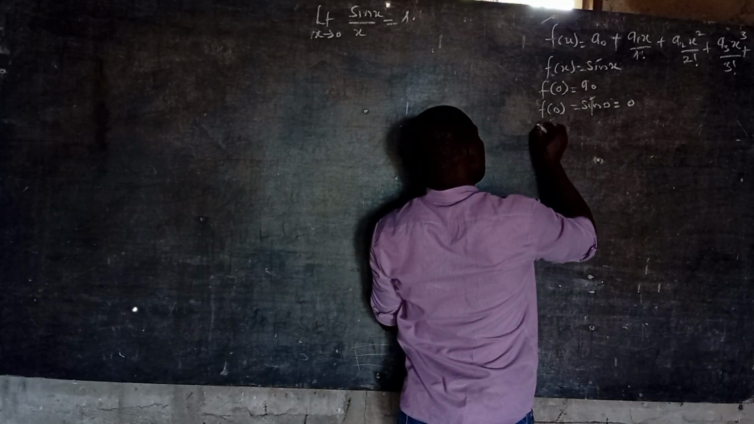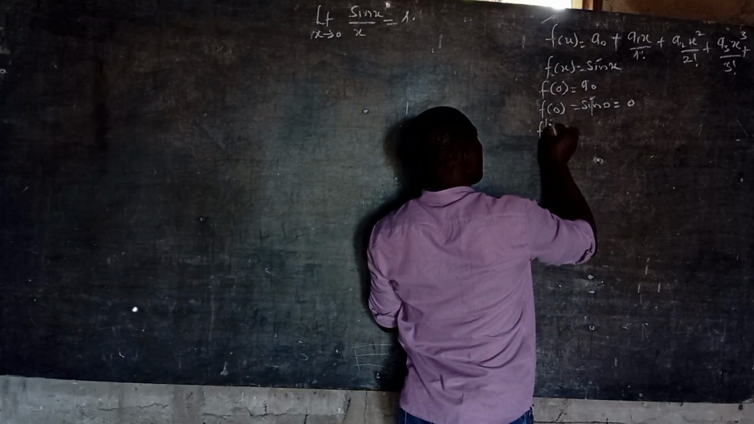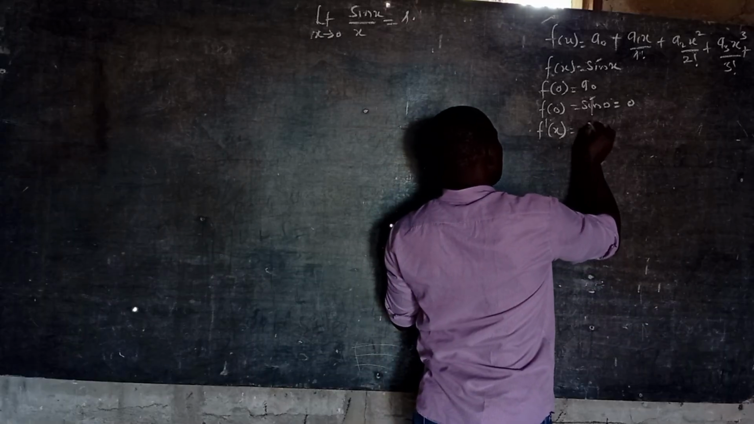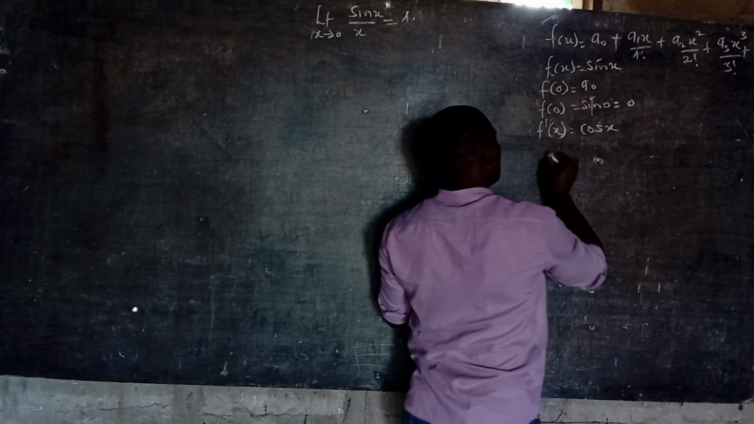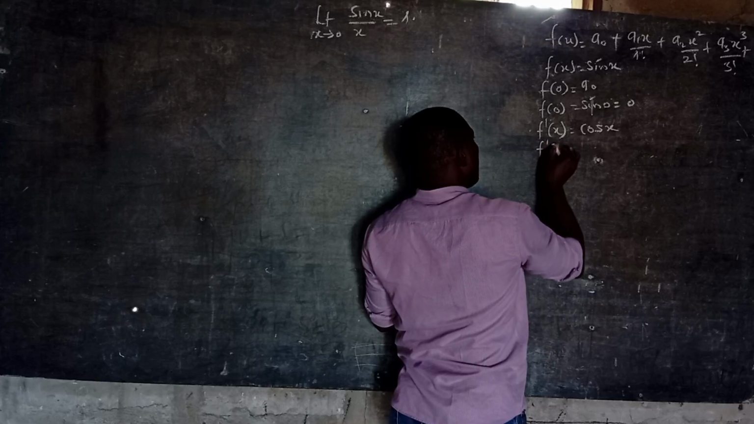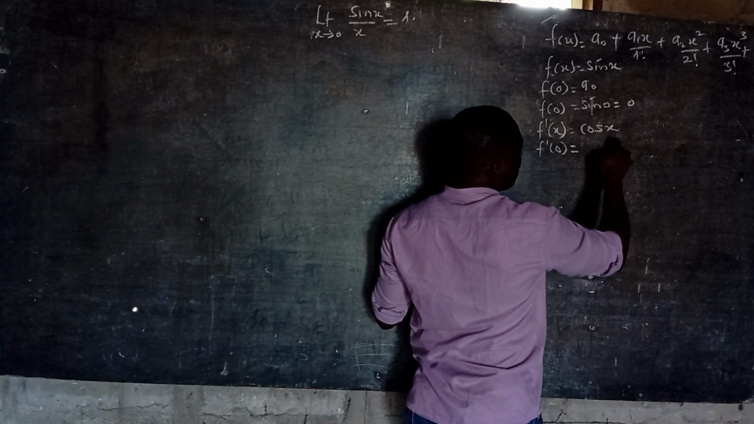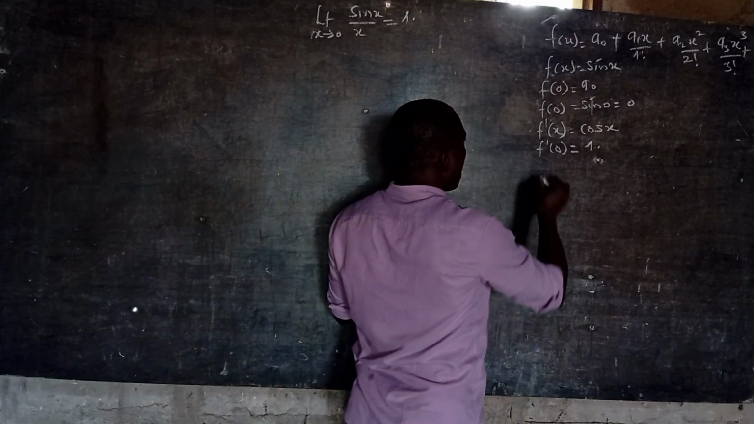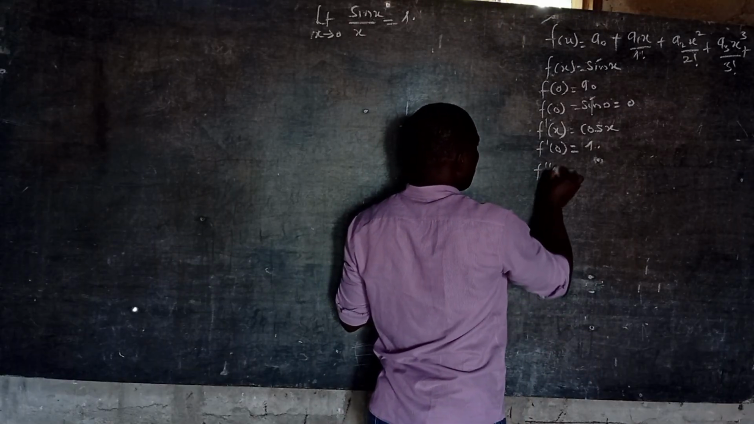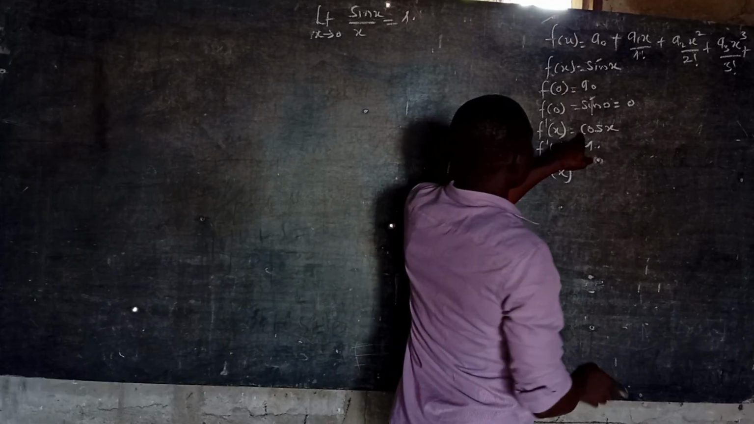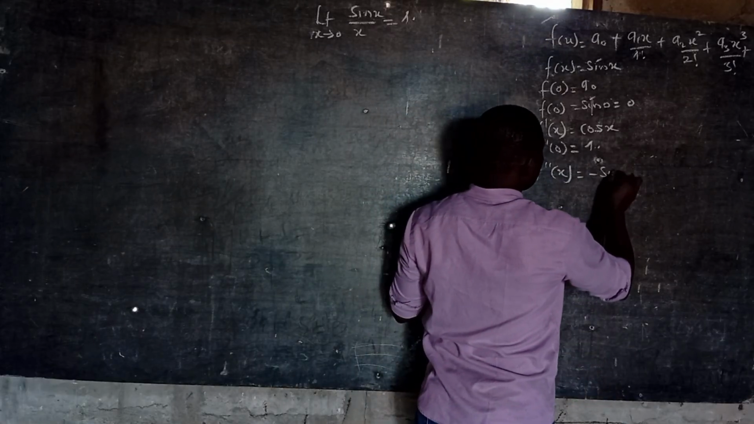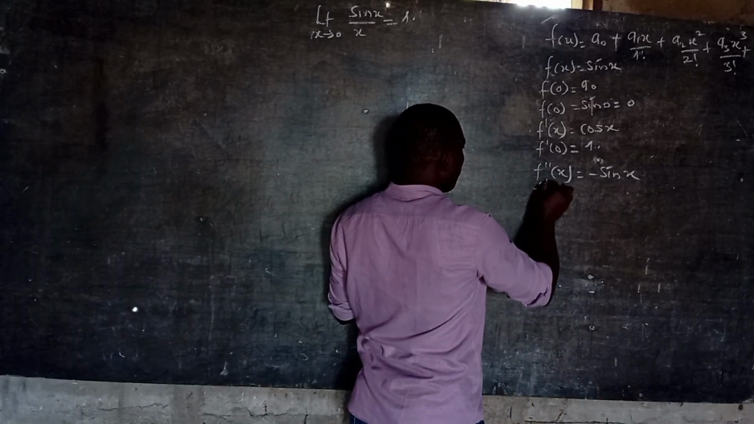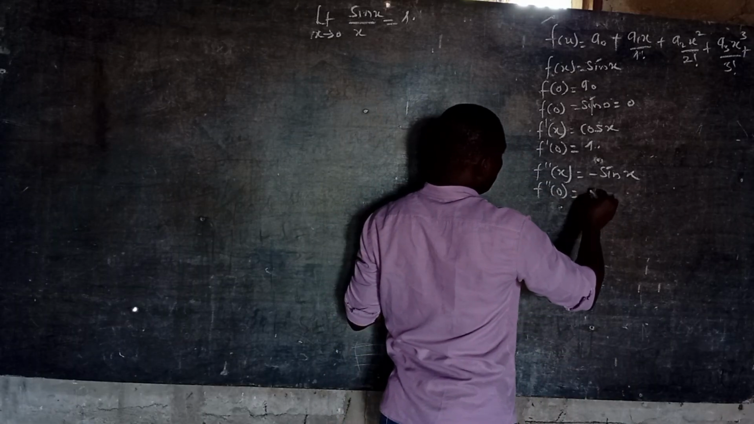Now let's look at this. If we find f prime of x, that means we differentiate sine x. This is going to give us cos x. So let's find f prime of 0. Cos 0 is 1. If we take the second derivative, differentiating this will give us negative sine x. Then if we look for f double prime of 0, it's going to give you 0.